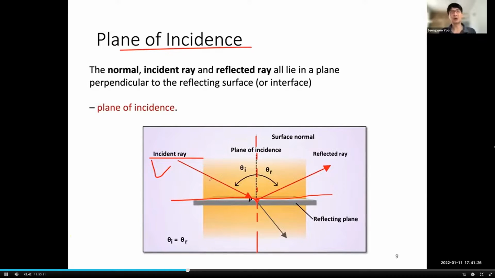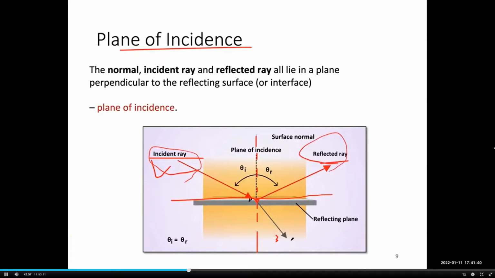As we know, part of the incident light will be reflected and part of the light will be refracted into the second medium. In this diagram, as you can see, we have the incident ray, refracted ray, and reflected ray. All three rays are defined inside this plane, and this plane is called the plane of incidence. This is a very important concept, and I hope you can familiarize yourself with it.